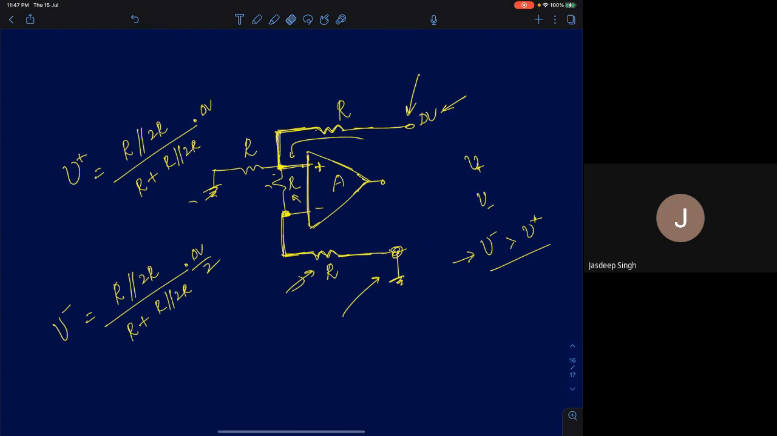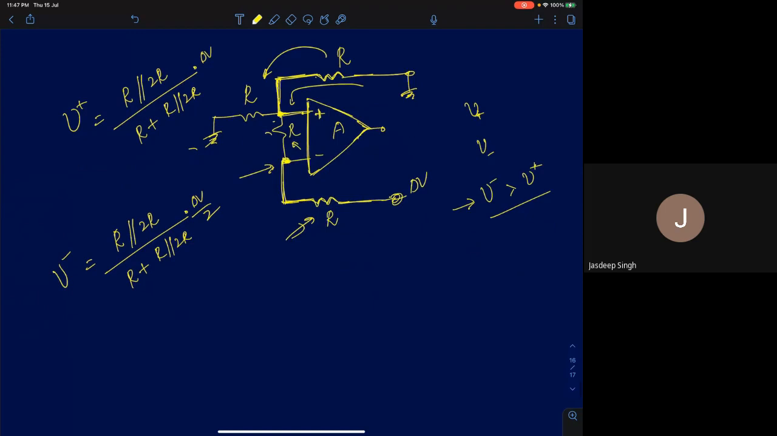Similarly, we'll analyze by keeping this term at ground and applying delta V at this point. If you do that, the voltage at this node is now going to be R parallel R, which is R by 2, plus R will be 3R by 2. So it will be 3R by 2 upon 3R by 2 plus R times delta V. That will be your V minus. So I am going to add it to this.